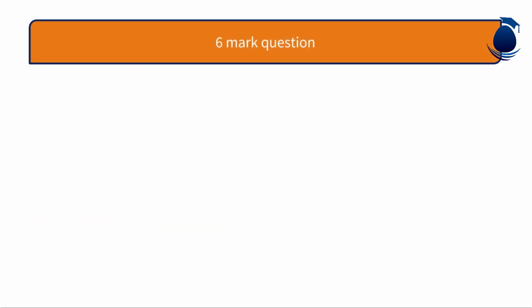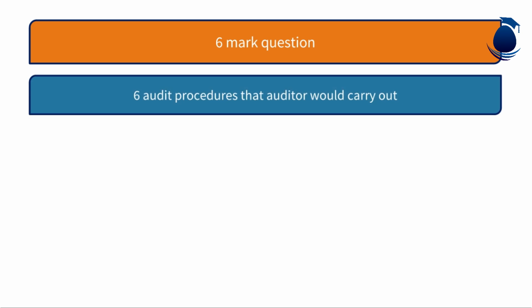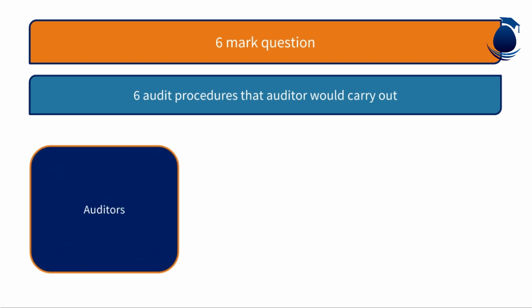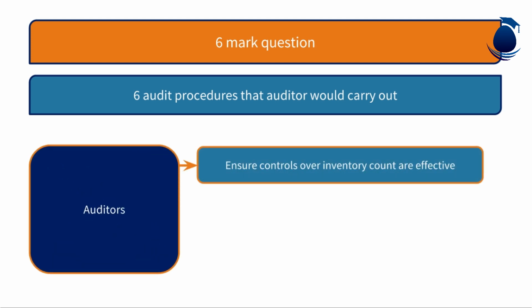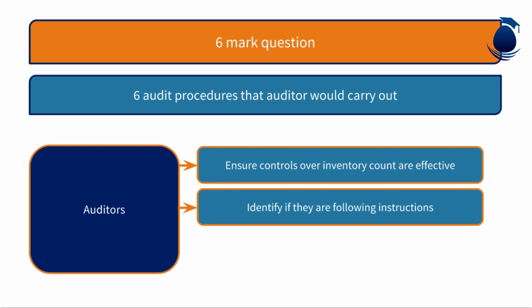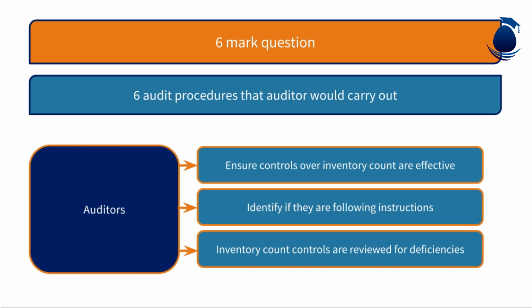For this 6-mark question, we will need to think of and describe 6 audit procedures that the auditor would carry out during the count. One of the biggest reasons the auditors would be there would be to ensure the controls over the inventory count are effective. Therefore, observing the inventory count teams to identify if they are following instructions would be an important procedure. This would ensure that the inventory count controls are reviewed for deficiencies.